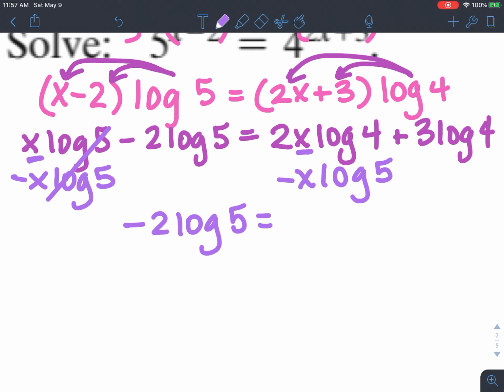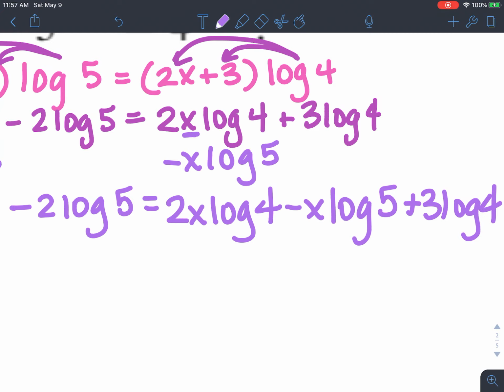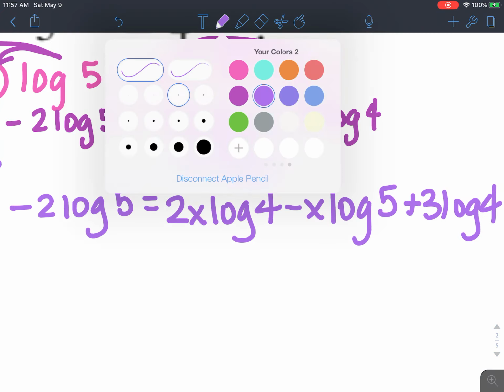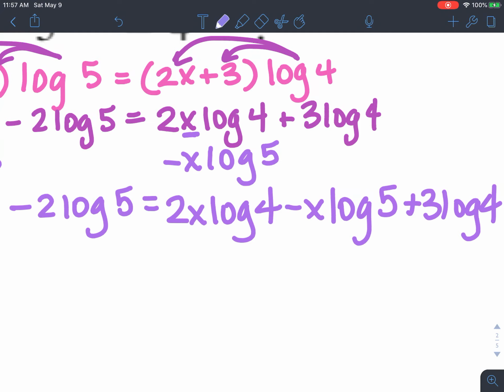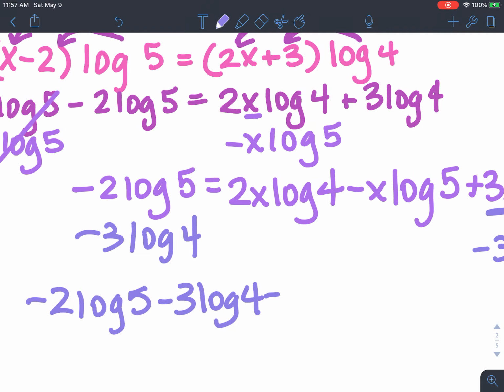Now, these don't have the same log part, right? Like log 4 and log 5. So I can't physically subtract these. But at least they're on the same side now. Okay, now which term over here on the right doesn't have an x in it? This guy. So we're going to subtract him over to the left. And again, we're not really combining them. We're really just moving people around.